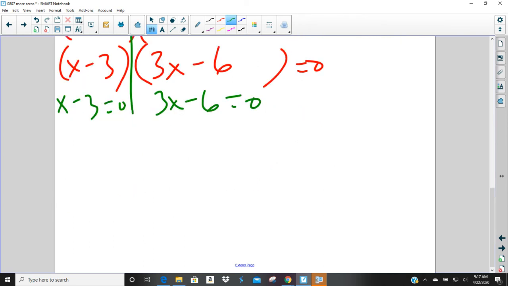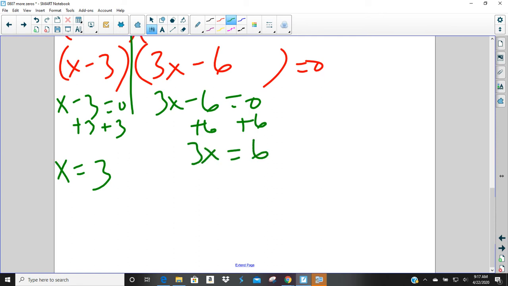Okay, so when I add 3 to both sides on the left side, I'm left with x equals 3. When I add 6 to both sides, I'm left with 3x equals 6. And now I divide by 3, and I get x equals 2. So my solutions are x equals 3 and x equals 2. Take a moment to pause, reverse, whatever you need to do to get these down pat.